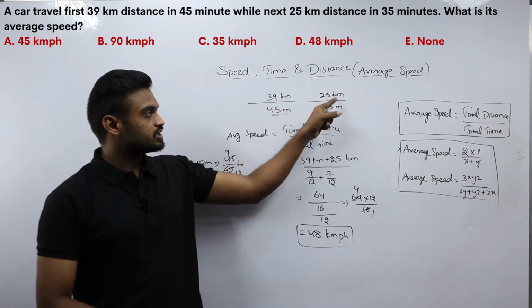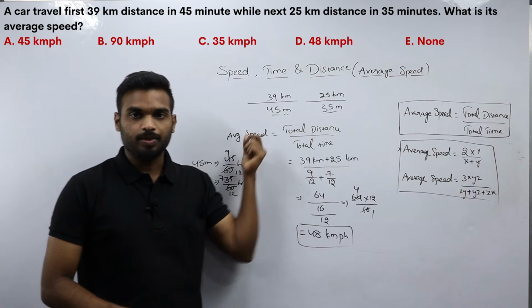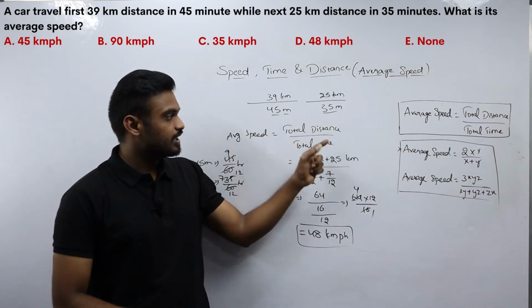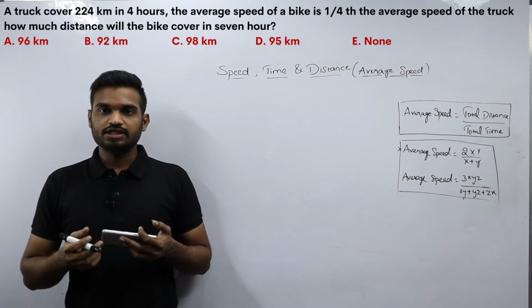Here the total distances in both the cases are different. That's the reason you can't use the formula to solve the problem. Always try to use the basic method, that is total distance by total time, to solve the problems. Okay, now let's see the second problem.